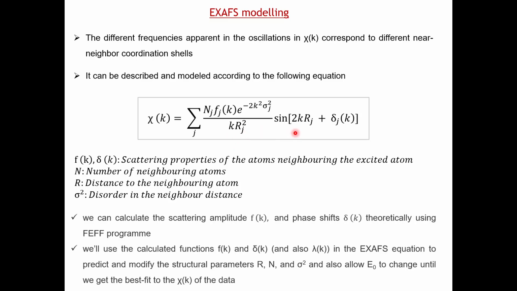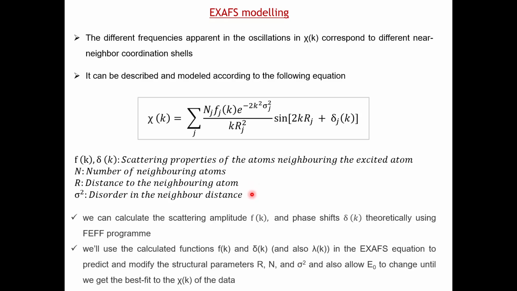First of all, this Fk and delta K represent scattering properties of the atoms neighboring the excited atom. These scattering properties are very sensitive to the nearby atoms. That's why XAS gives us information about the nature of the coordination cell or nature of the nearby atoms. While fitting, you can get the values of these two parameters, Fk and delta K, by theoretically modeling the standard available CIF file. You can do this using the FEFF program. Once you get these two parameters, then you can start fitting your XAS. From there one can get N, the number of neighboring atoms, R, the distance of the neighboring atom, and sigma squared, the disorder in the neighboring distance.